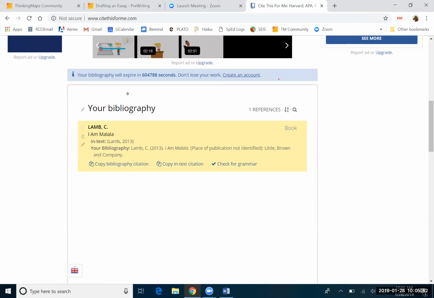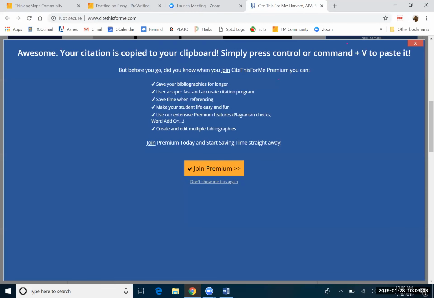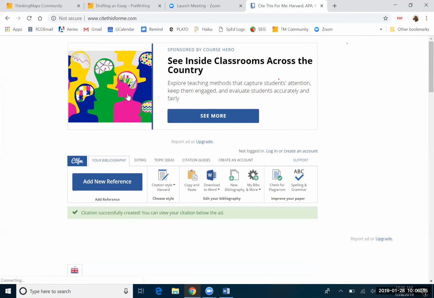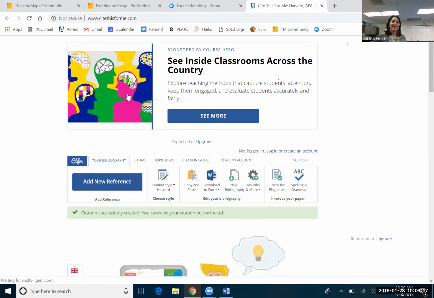We can copy it onto our paper if we're creating a works cited or bibliography page. Or if you look here, it says copy bibliography citation. You click here, and it's on your clipboard, and you can paste it straight into your documents. So you don't have to join Premium to do it. I've used many different websites very similar to this one. So now it's on my clipboard. I could then open up my Word doc and just paste it, and that citation will appear for me.